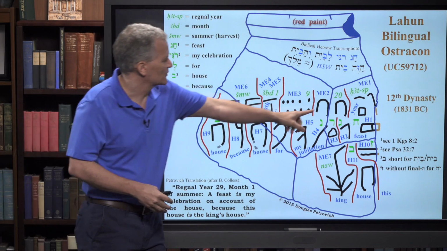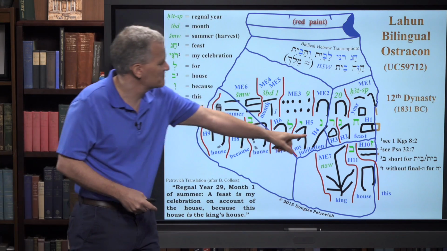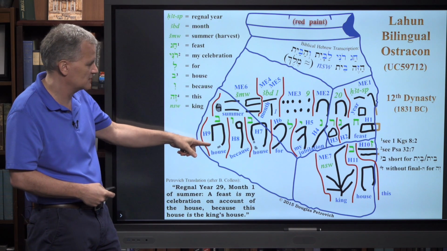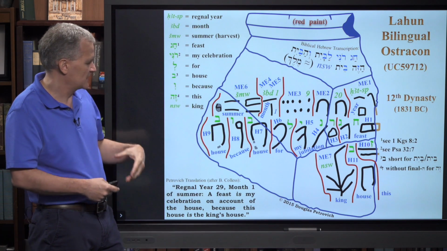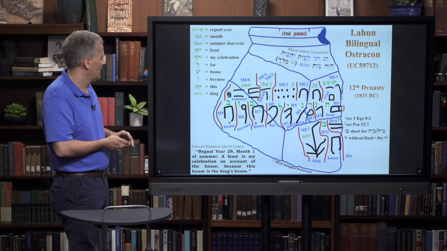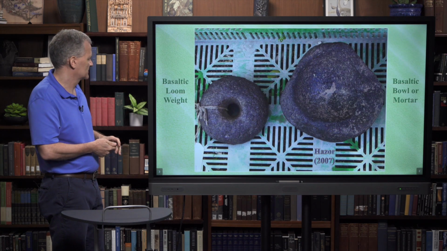And so there's a regnal date there, and then there's a message here written by a Hebrew speaker and someone who could write in good Hebrew. And essentially he's talking about the celebration that took place as a result of the completion of the building of a house. And it's a house that's ascribed to the king. So I discuss all of this in my 2016 book on the world's oldest alphabet.